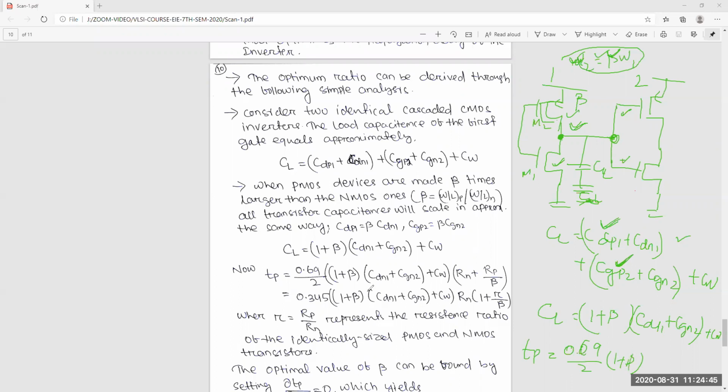So this value, plus CW into Rn plus, again Rp by beta will come, because if we are increasing that W, the resistance will decrease or not? Yes, sir. Rp by beta. So finally you will get this value of Tp. Here R is nothing but the ratio Rp by Rn, because you take Rn common. So Rp by Rn is equal to this R.